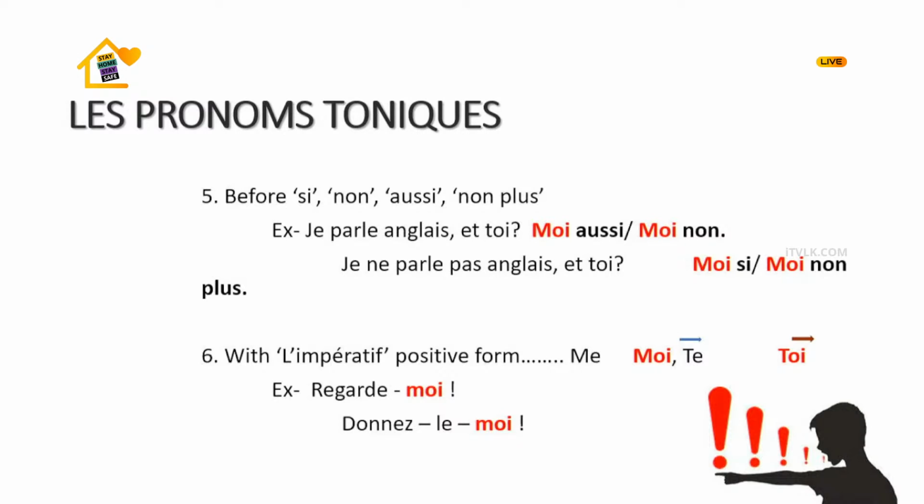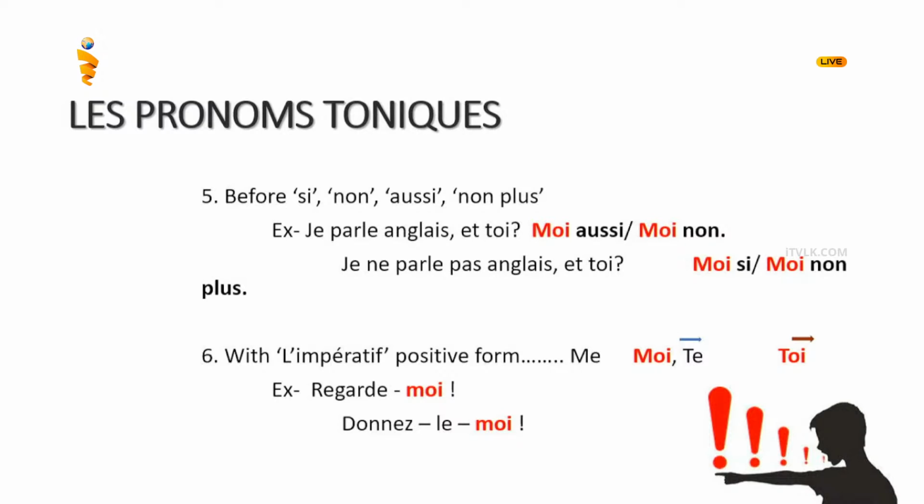Now here, the question is in its negative form. Je ne parle pas anglais. Et toi? If the question is in negative form, you have to answer this question as moi si or moi non plus. If you want to answer in a positive way, you have to say moi si. If you want to answer in a negative way, you have to say moi non plus. So when you look at these answers, it's clear you have to use pronoun tonic. Moi aussi, moi non, moi si, moi non plus.